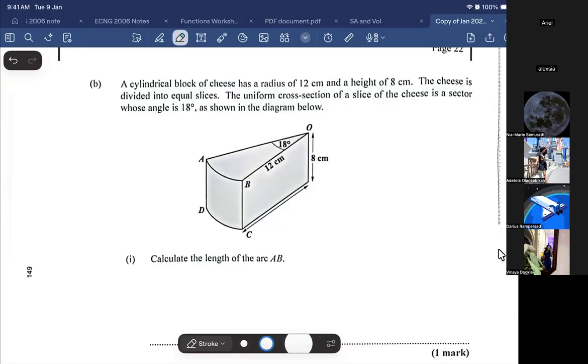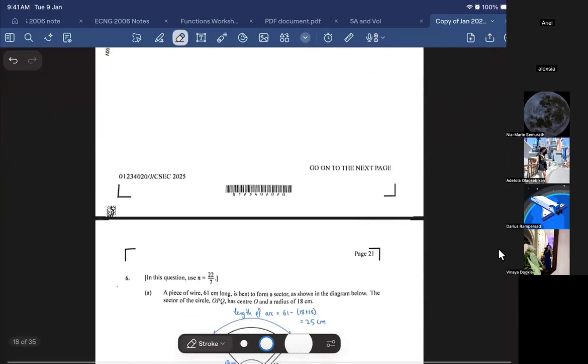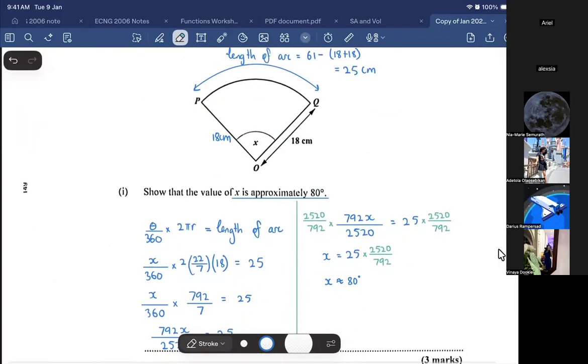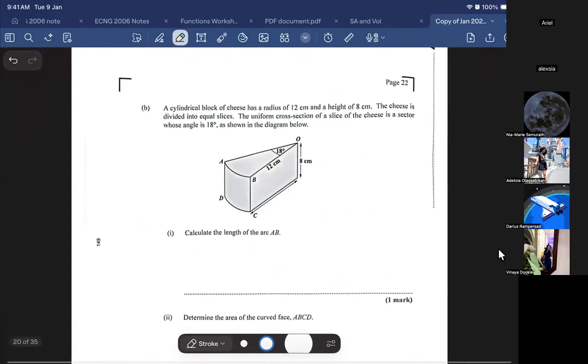Okay, feeling cooked? I think you can figure it out. I think we can figure this out. You remember the length of the arc formula? Length of the arc is theta over 360 multiplied by 2 pi r.